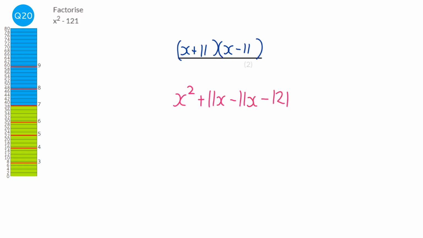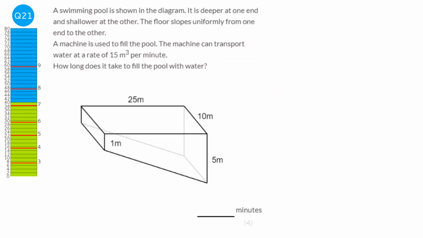And notice that the two x terms cancel each other out, which is why we don't have the x terms. First thing we need to do is work out the volume of this prism, and it's a trapezium-based prism. So the volume will be the area of the cross-section, or area of the trapezium, times the length, how 3D the prism is.